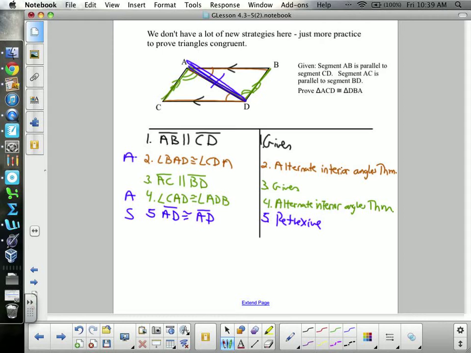Okay? Which one is it? Is it angle, side, angle, or angle, angle, side? It's angle, side, angle. And the triangle congruence statement is right there. We just copied that down.